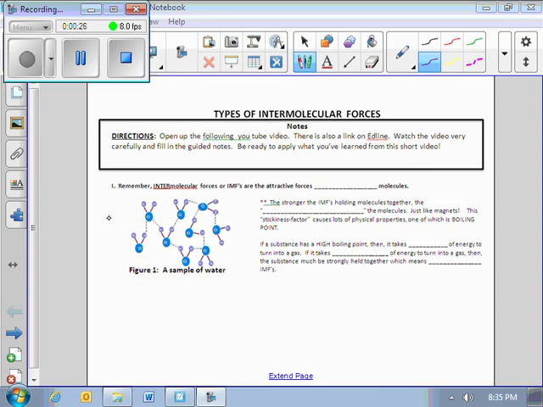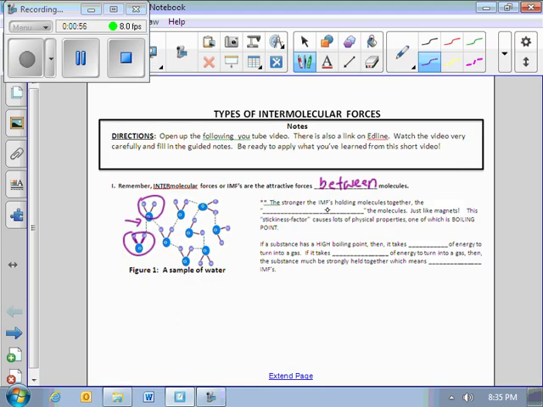So we're going to review a little bit the difference between intermolecular forces and intramolecular forces. Remember, intermolecular forces, or IMFs as we call them, are attractive forces between different molecules. So when we look at the sample of water molecules, we are not talking about the actual covalent bonds. Those are intramolecular forces, but rather we're talking about the attractive forces between one molecule and another molecule. It's usually represented with this dotted line.